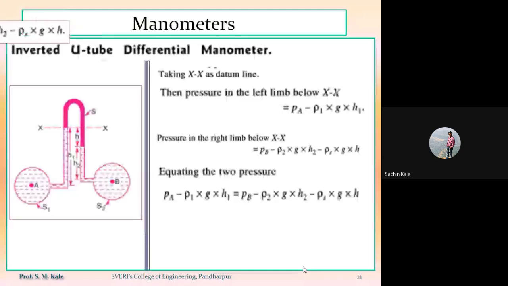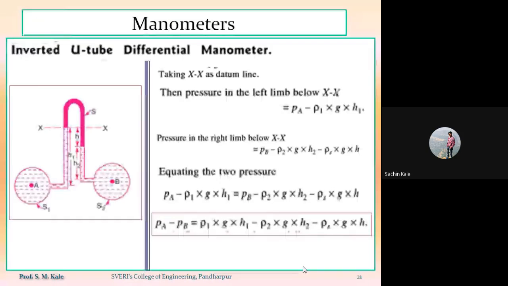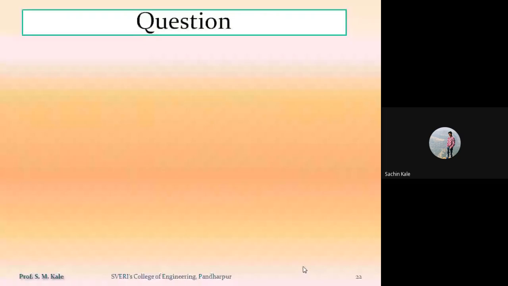So now, is the screen visible, everyone? Yes, sir. Okay. So now we are going to start the lecture.